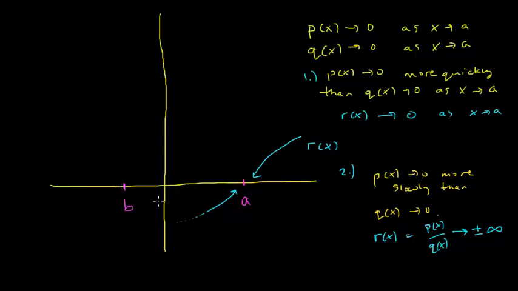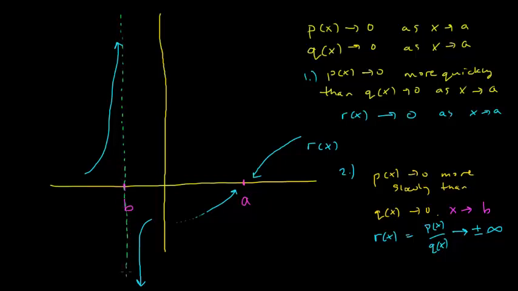Let's look at the point b, and let's suppose that p of x goes to 0 more slowly than q of x as x goes to b. Well, then our function r of x should go towards infinity, and so maybe it does something like going down towards negative infinity there, and maybe from the other side it goes up towards positive infinity. Positive or negative, I haven't really specified, but you can bet that if the denominator is shrinking more quickly than the numerator, our function will be going either way up or way down.